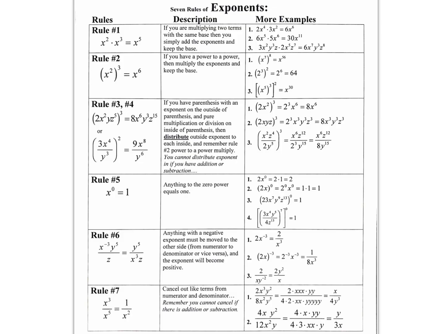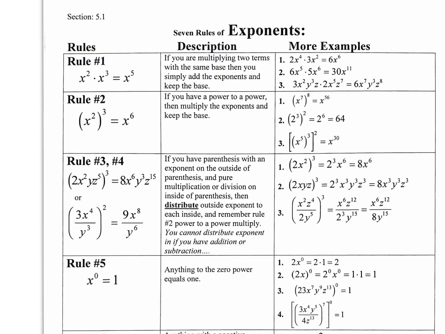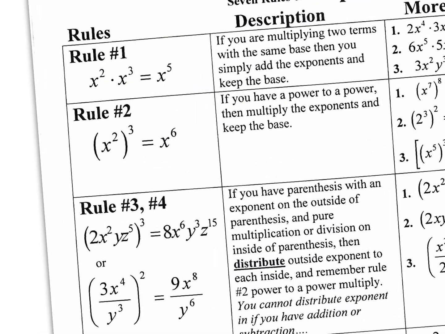So we have our 7 rules of exponents right here on this paper that you guys have. And on the first worksheet, the 7.1, it's two-sided, has WSP and WSPM. And the first worksheet's based on the first 3 rules. Let's just go over the rules real quick.